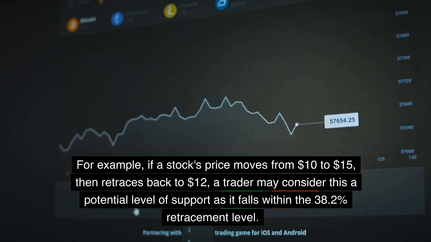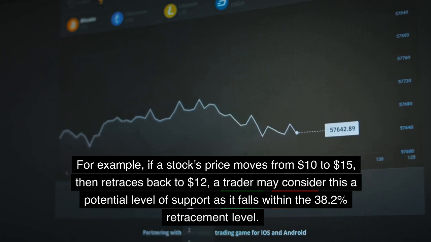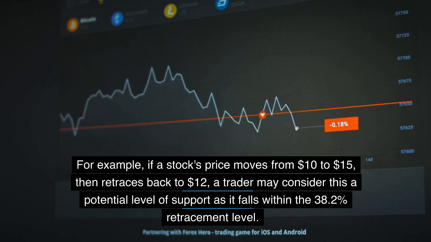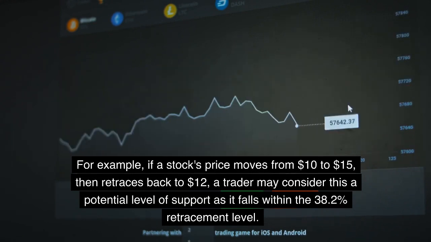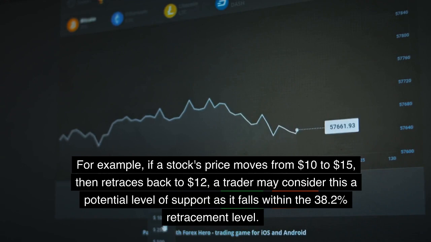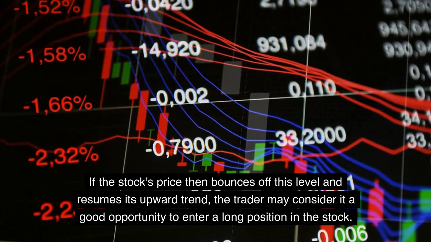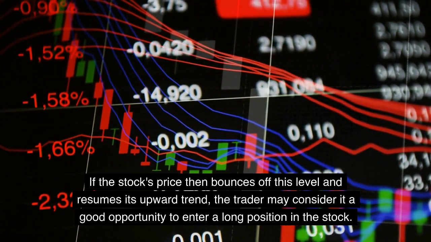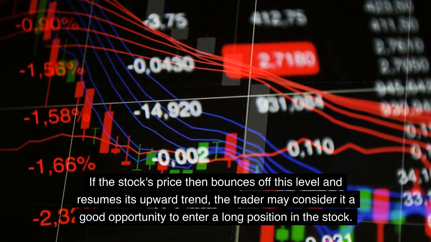For example, if a stock's price moves from $10 to $15, then retraces back to $12, a trader may consider this a potential level of support as it falls within the 38.2% retracement level. If the stock's price then bounces off this level and resumes its upward trend, the trader may consider it a good opportunity to enter a long position in the stock.